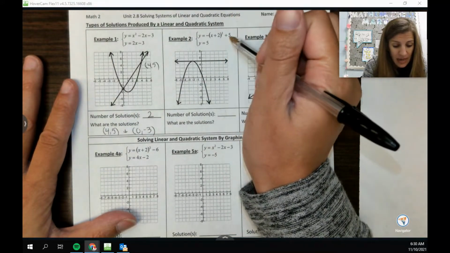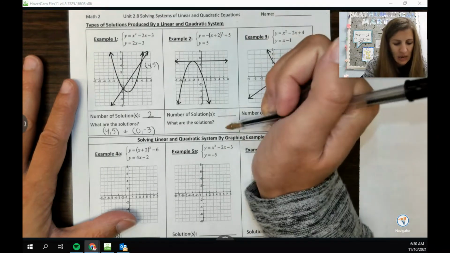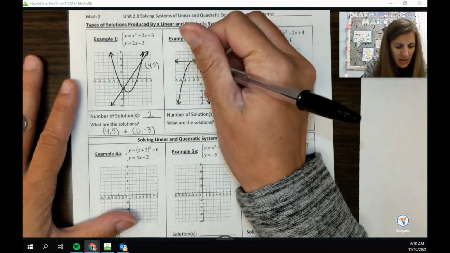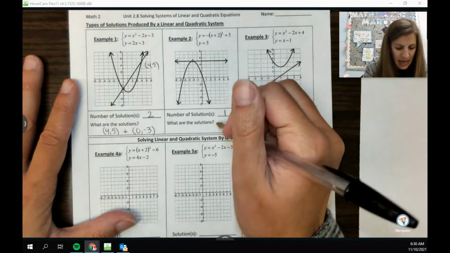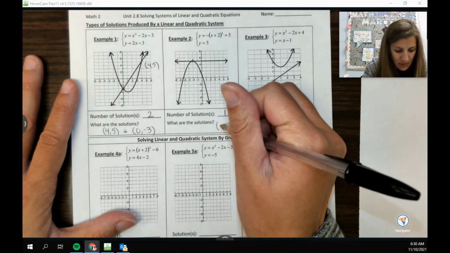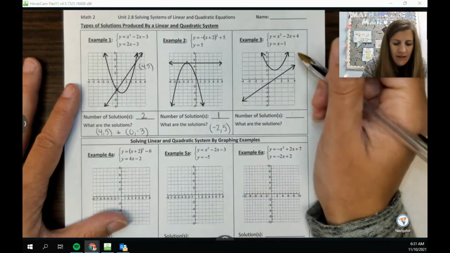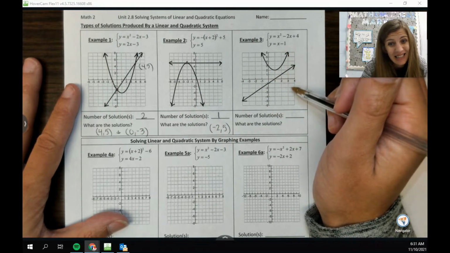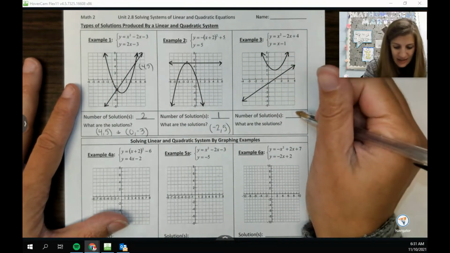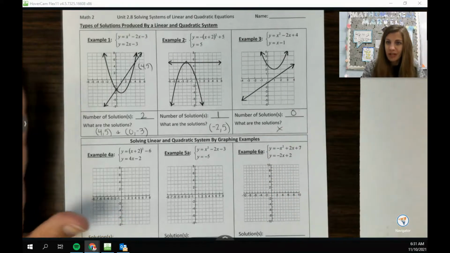Same idea here. We got a parabola because it's squared, and then a horizontal line. And when I graph them, they only have one solution because they only touch one time. And again, I can find that solution because it's at -2, 5. And then finally, we could have a parabola and a line that looks like this, and they don't touch at all. So 0 solutions. And there are none.